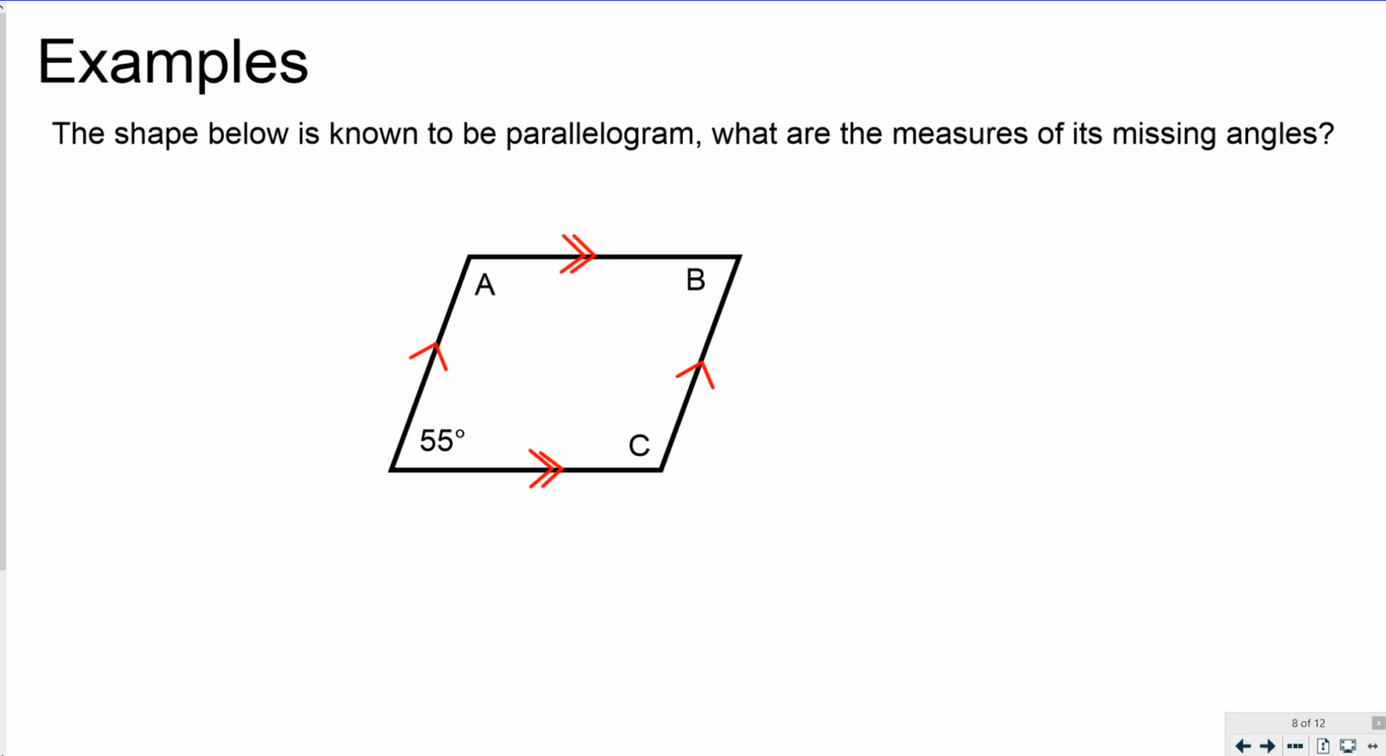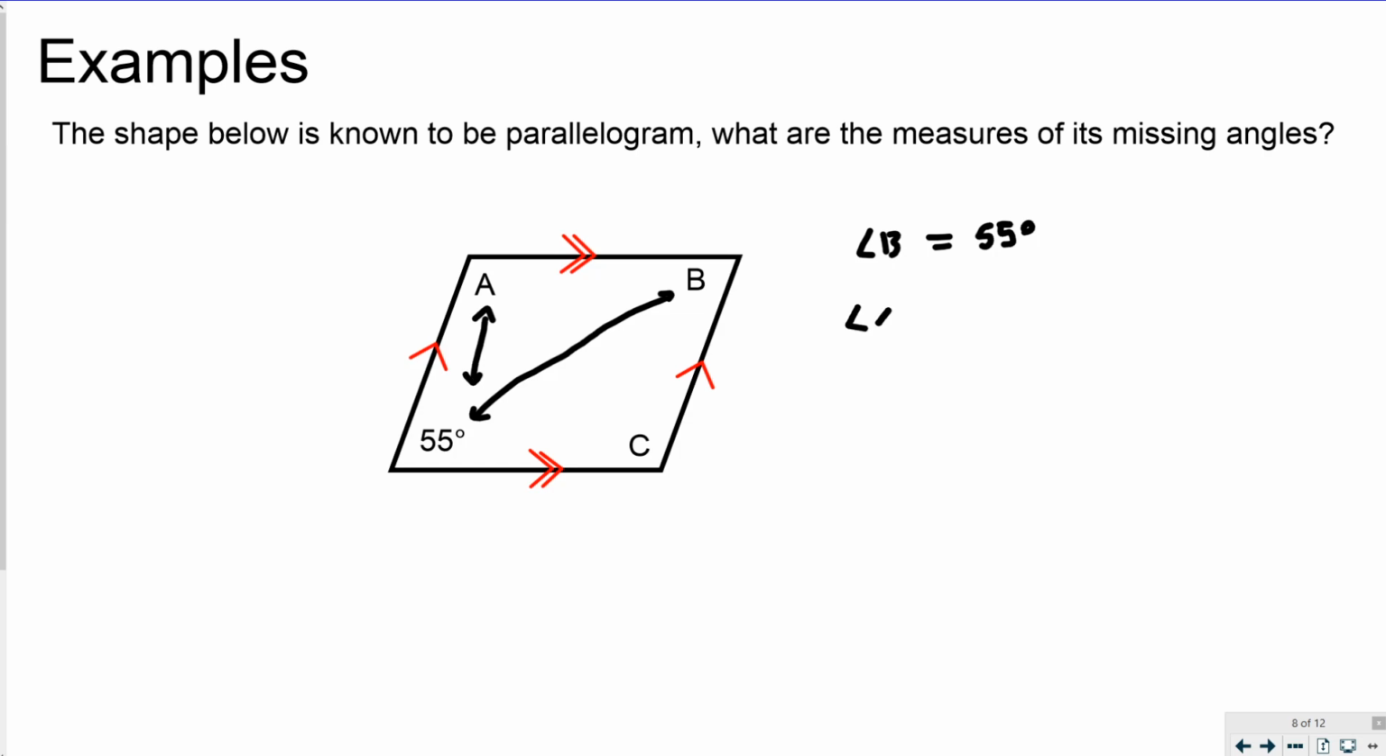So, examples. The shape below is known to be a parallelogram. What are the measures of its missing angles? So, I know that these two angles are congruent, so I do know that angle B is 55 degrees. And I knew that because that is the first property of parallelograms that states that the opposite angles are congruent. The second one states that these two angles here are supplementary.